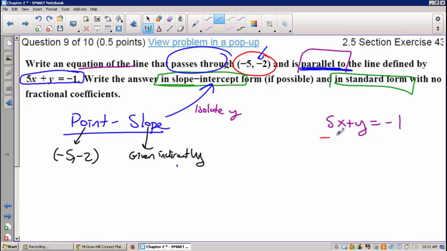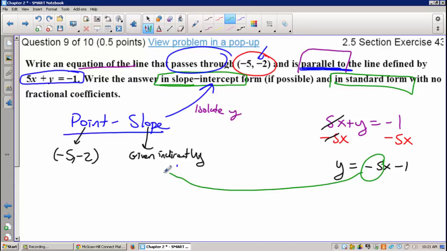And how do I achieve that? We need to first isolate y by doing this. Y equals minus 5x minus 1. Then read the number in front of x. That is your slope, which is negative 5.